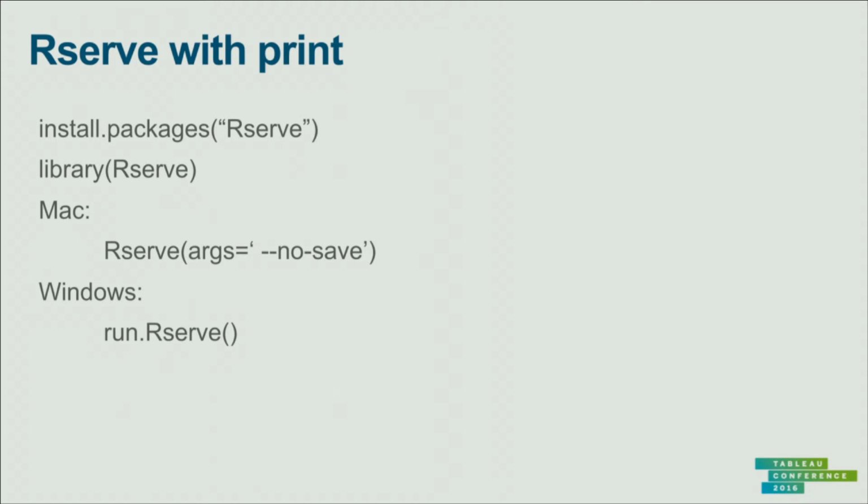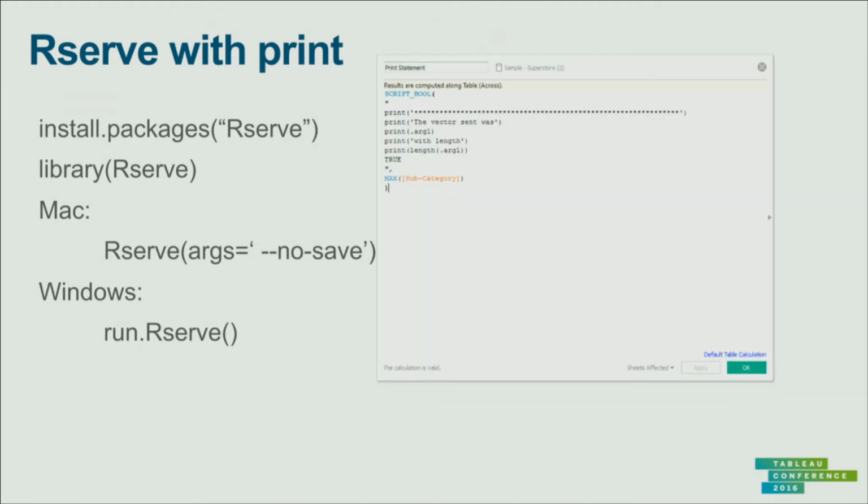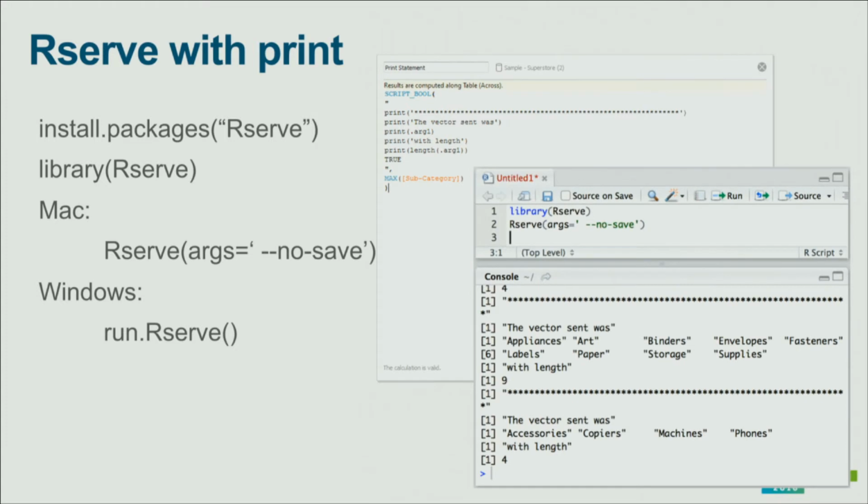On Mac, you can just say Rserve, and then you have to put those arguments in there. This particular set of arguments is not useful for Tableau, but you can dig into what that is. So that's Rserve. That's how I got that nice, cool little console, so that if I wrote print in my calculated field, I could actually see what it's printing out and start really understanding what's happening in my code. It's a useful trick.